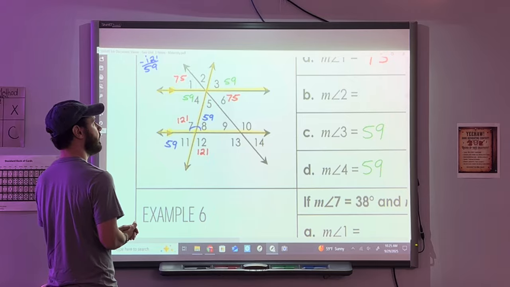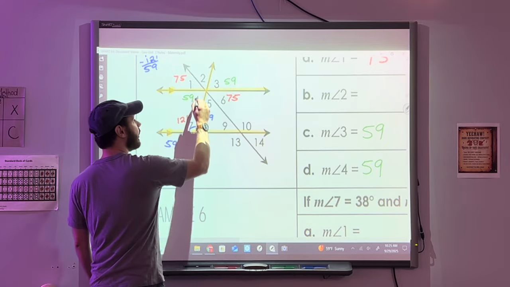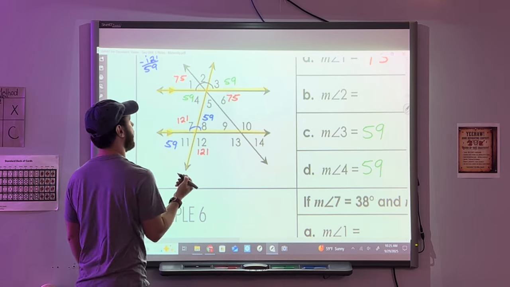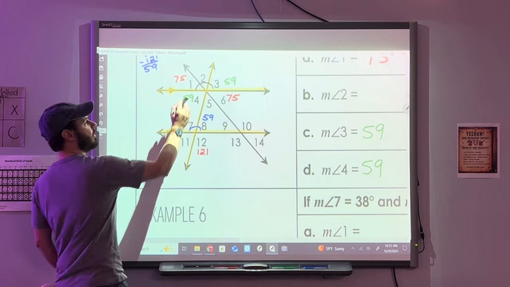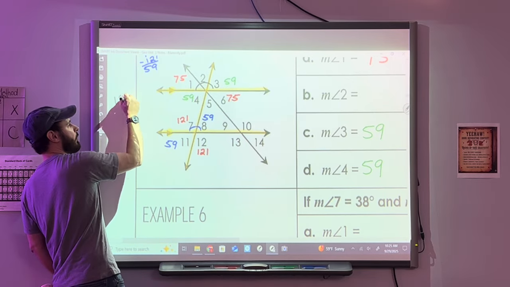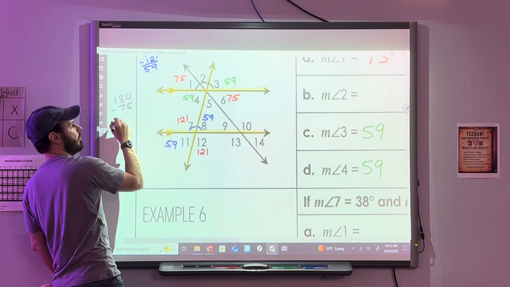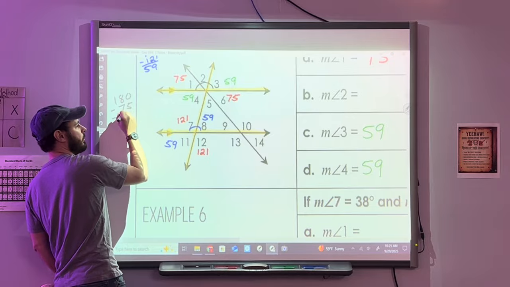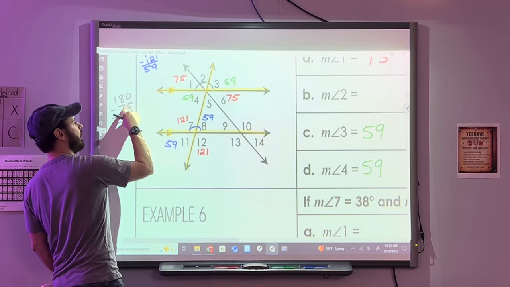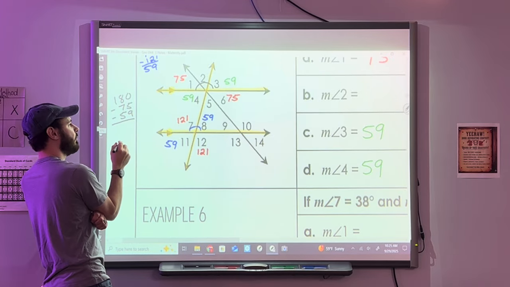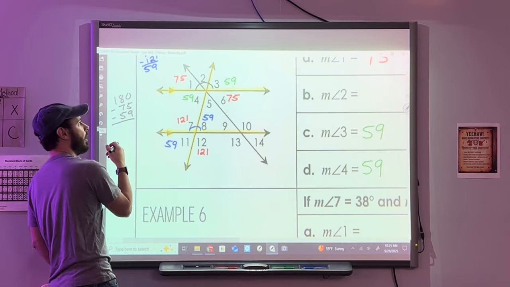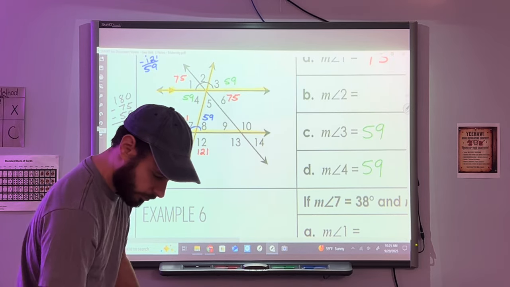Let's see. I know, because I just said, that 1, 2, and 3 all together make 180. Well, I know 2 of the pieces. I can take them away from 180 to find what I'm missing. Let's see, what is that? This is 105. 105 take away 59, I think is 46. I could be wrong, but I think it's 46.